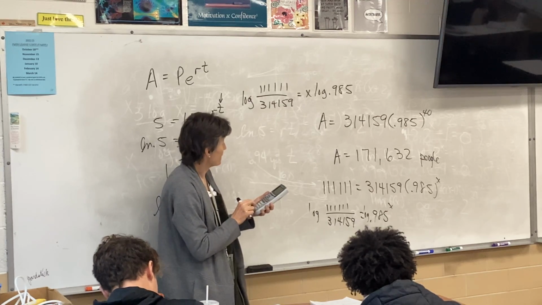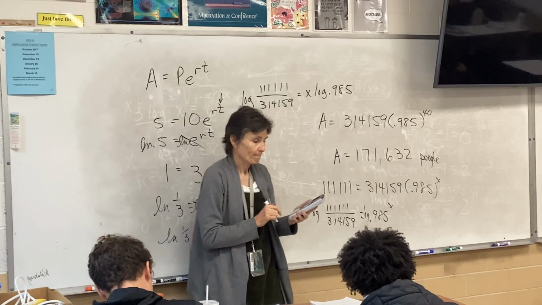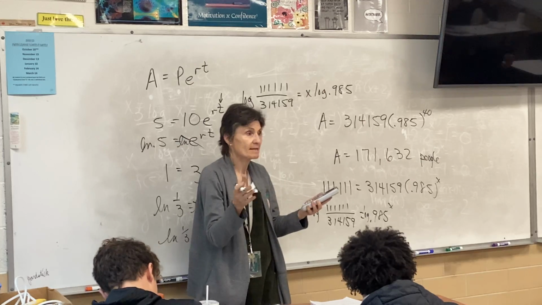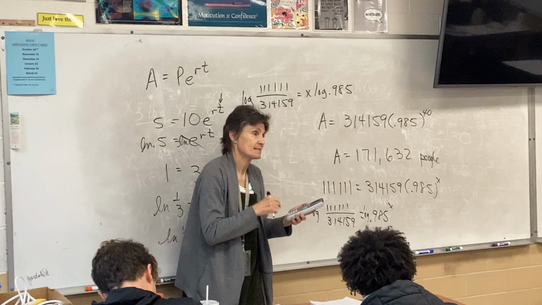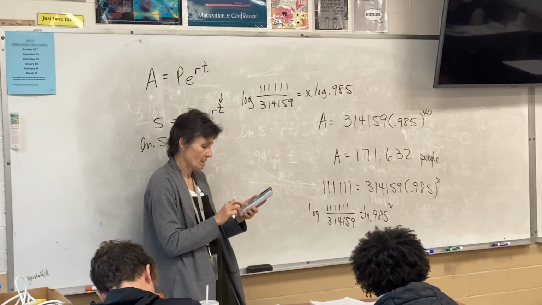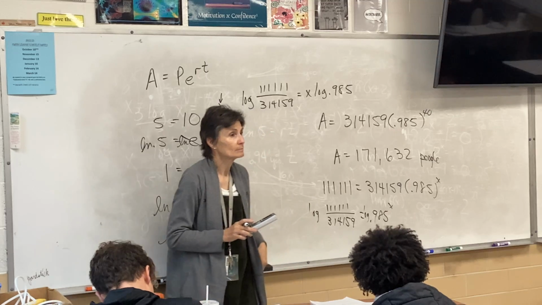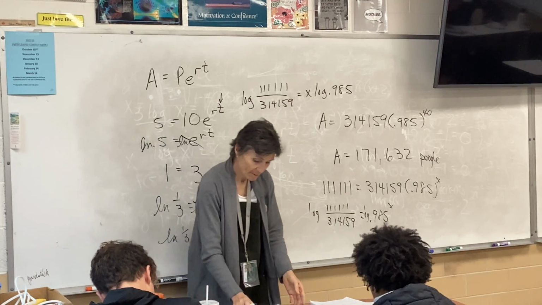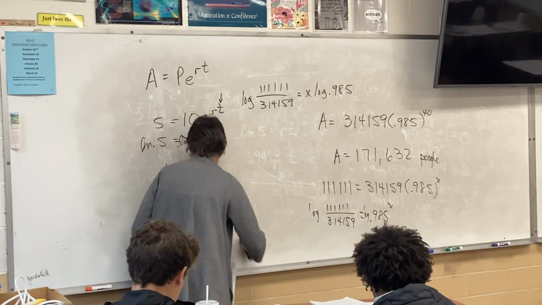Why do I say it's almost the answer? Because I got 68.77. So I have to add that to 1950 because it says, when is it going to happen? So it's going to happen sometime in 2018. Would you agree with that? So we have to make sure after we do all the math that we actually answer the question.